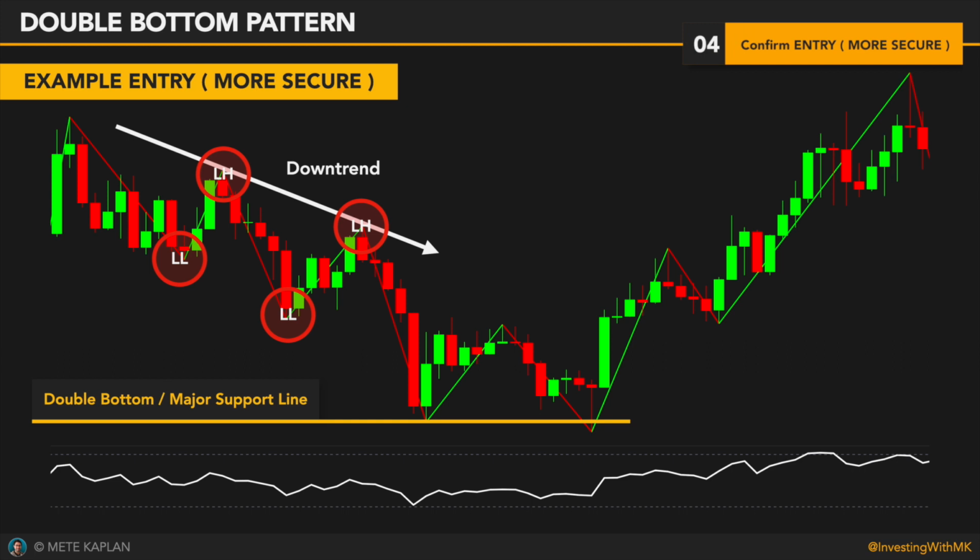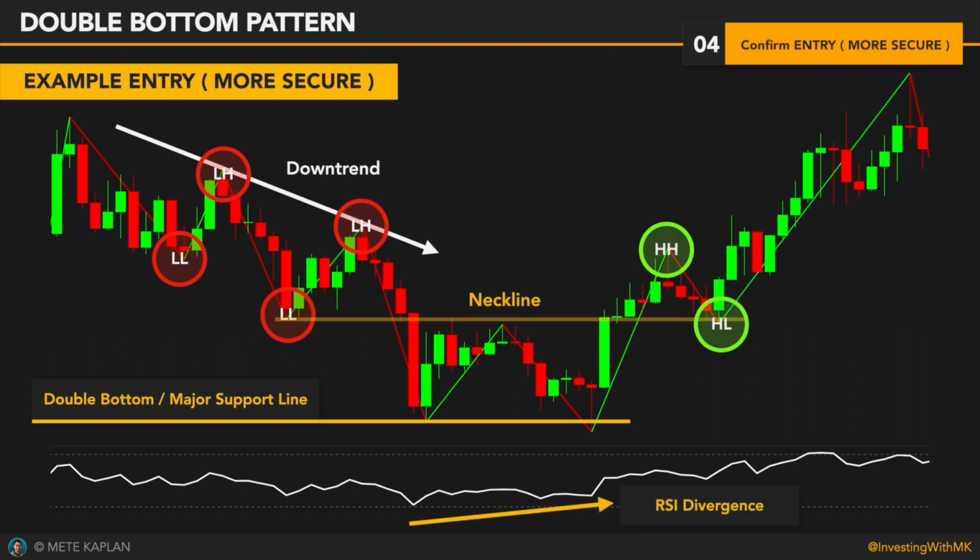Now, let's check out a more secure entry. The core of secure entry is confirming the market structure change. What does this mean? It means we are switching from lower highs and lower lows to higher highs and higher lows, also known as uptrend. This is called the neckline. So we are breaking the neckline and igniting a possible uptrend.